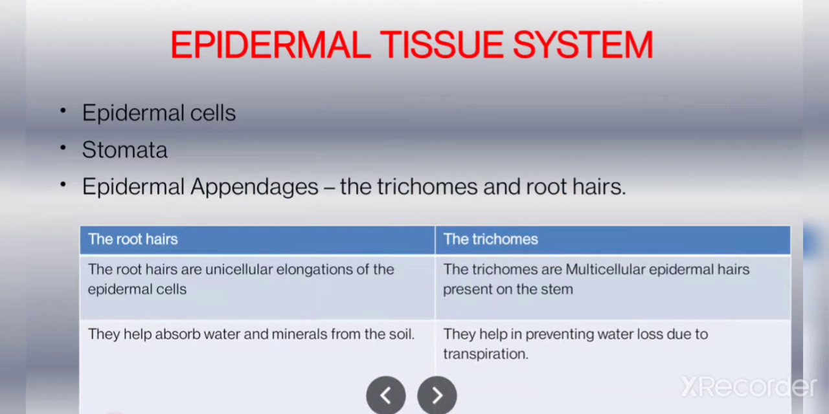The first one being the root hairs. If it is going to be a root, then it is supposed to have some external protrusions of the epidermis. They are just the outgrowths of the cytoplasm and we call them root hairs. They are always unicellular, so you need to remember this thing. Whereas trichomes, on the other hand, are multicellular.